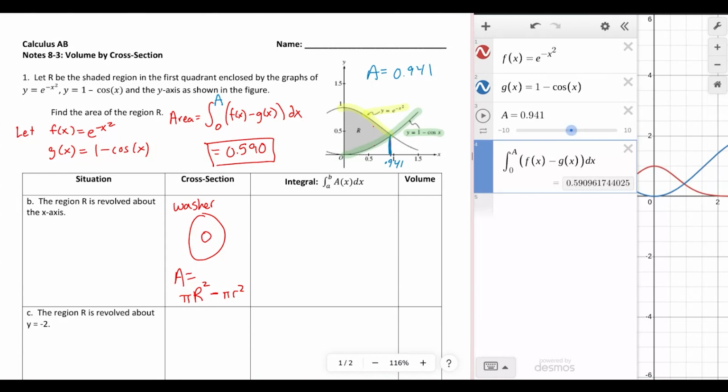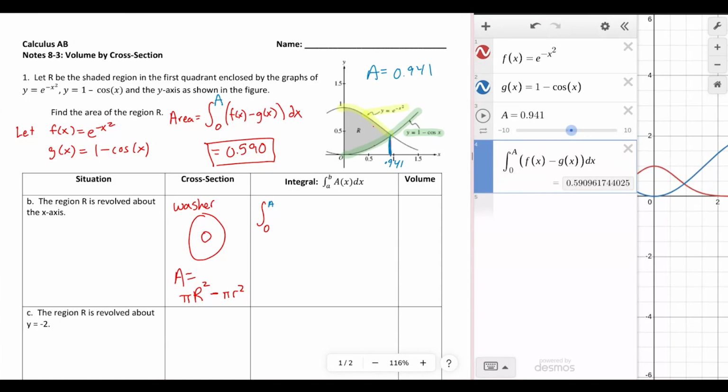So that would be like the volume of one disc, right? One washer that we cut out there. But there's going to be infinitely many of these, and they're going to go from 0 to 0.941. So we want to add up all those volumes. So the integral is going to go from 0 to that a value, okay, that 0.941, of the big pi times the big radius squared minus pi times the little radius squared.